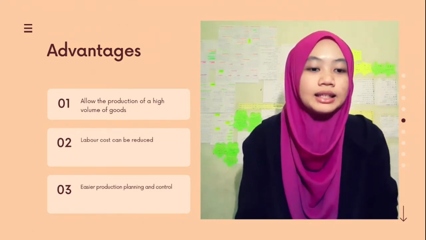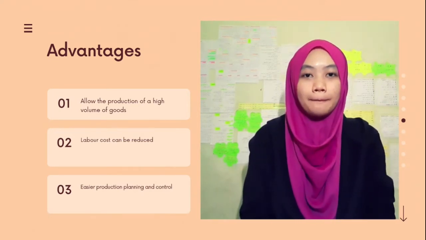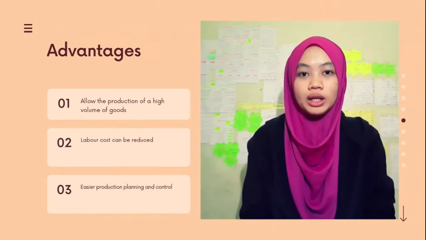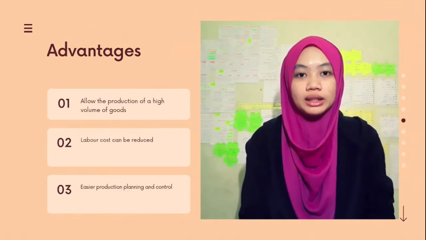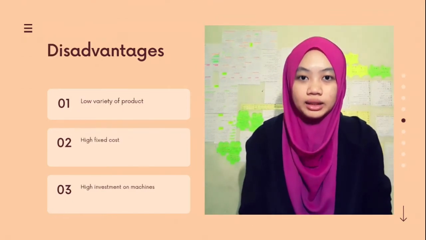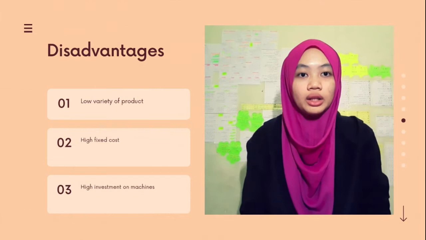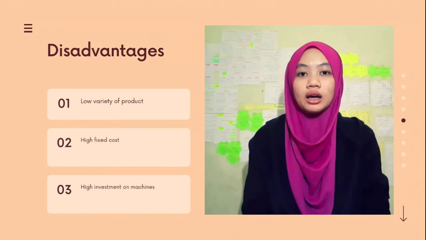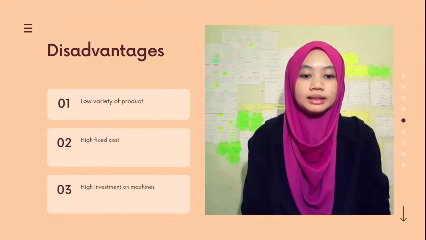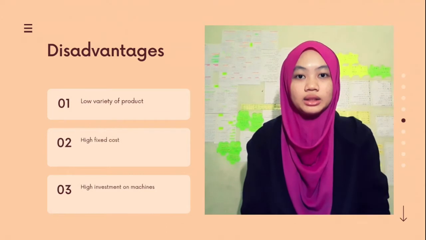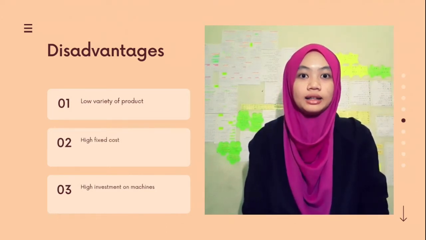The third is easier production planning and control, because the machine provides a feature where the company can select the level of production they want according to the material they have. As for disadvantages, the first one is low variety of product, which can result in not meeting customer needs and wants. Second, high fixed cost, because the factory needs a lot of space to operate. That is why the fixed cost is high.